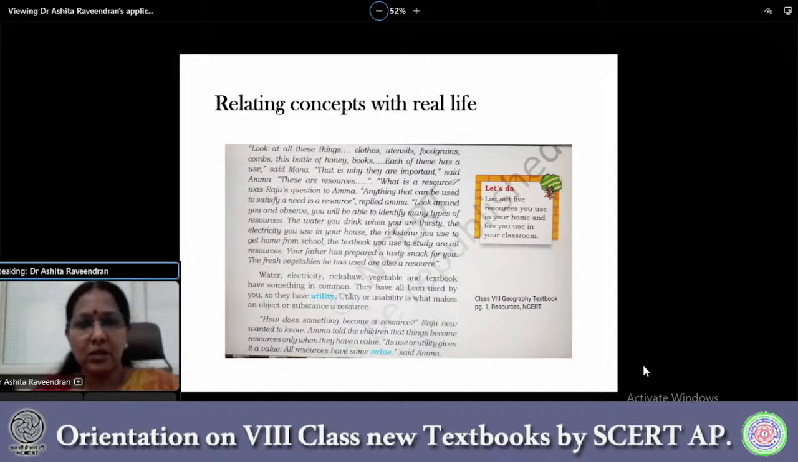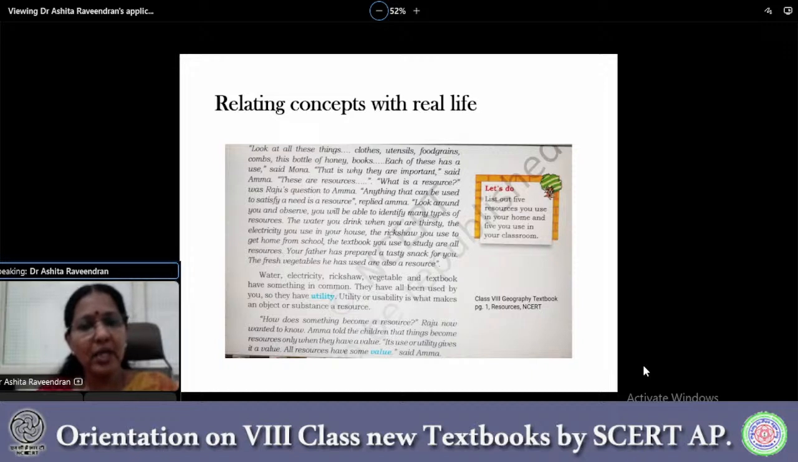Now, coming to the same thing, how you can relate the concepts to real life. Here, when the teacher is dealing with resources, what are the things that become a part of resources, which are the resources, and which things you will not consider as resources. There are various types of resources available, and how you will be able to understand is being given in a story form, so that the teacher can initiate this class. It becomes very interesting because it is related to their life.